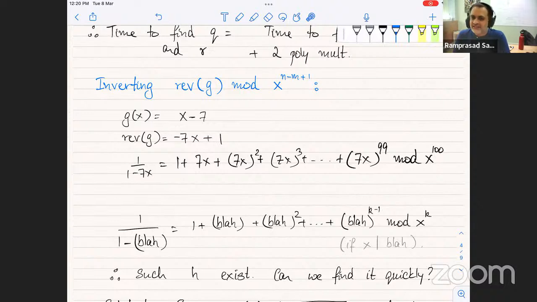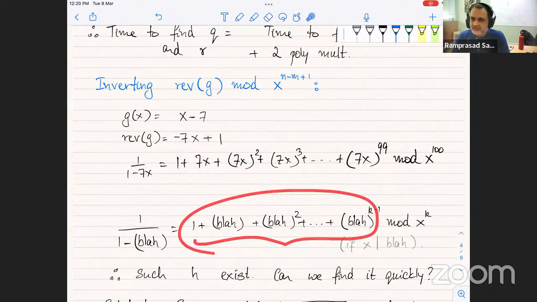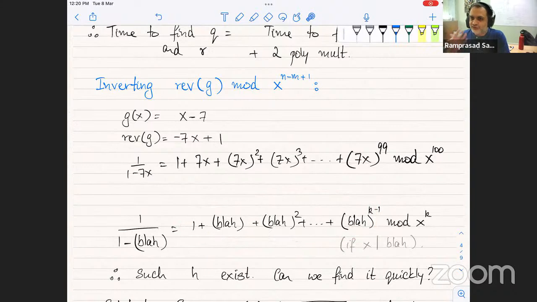Okay. And this is the reason why whenever we are dealing with a reverse of G, when G is monic, such an H exists. And in fact, that X is this big sum. But I want to find it quickly. I don't want to compute this sum as I have written here because that feels too expensive. I want to somehow figure out a different way of computing this inverse quickly.